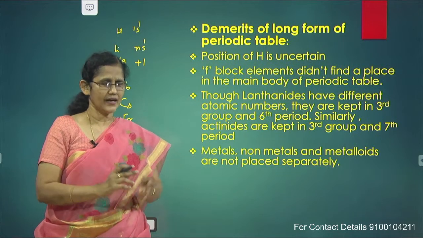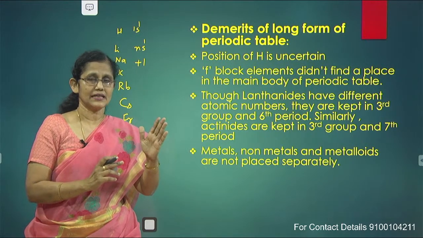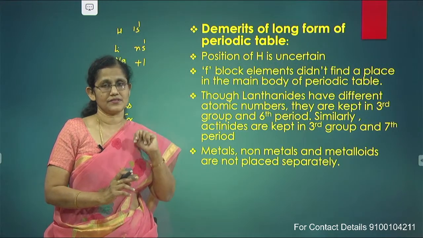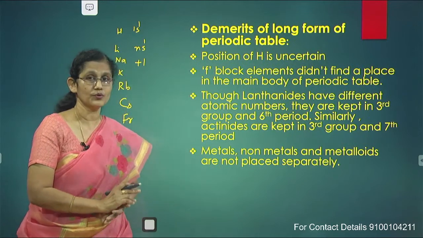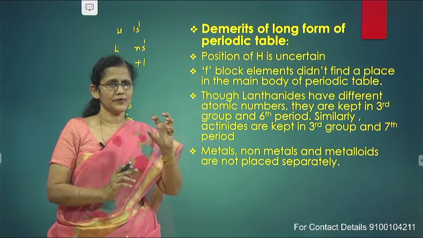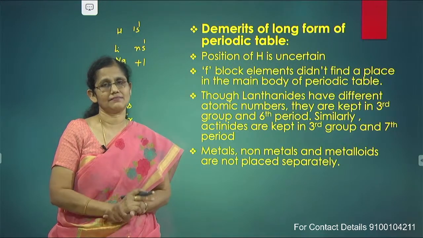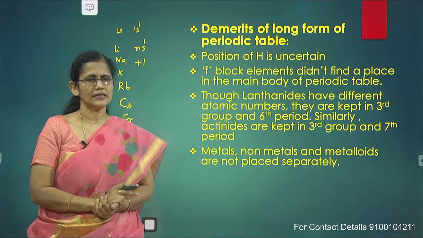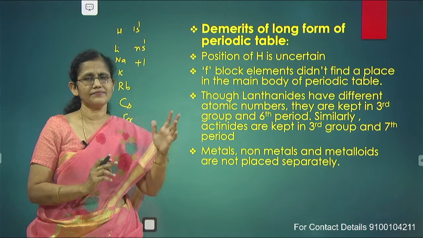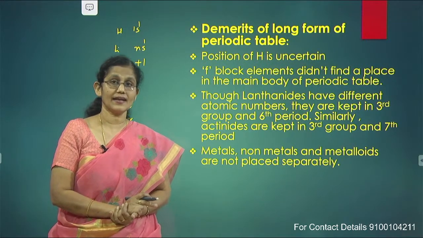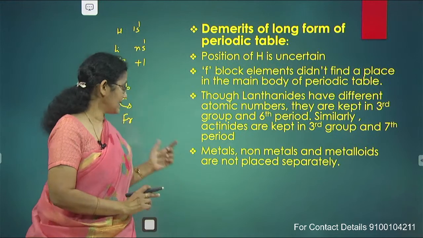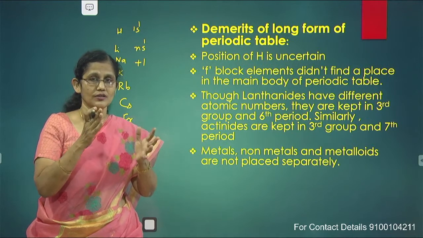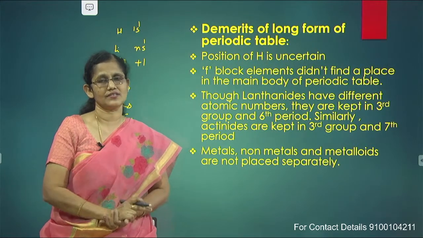For example, hydrogen is diatomic. In one hydrogen molecule there are 2 atoms, whereas alkali metals are monoatomic, right. So in some properties hydrogen differs from alkali metals. Hydrogen is a non-metal, alkali metals are all metals. Even hydrogen can show -1 state, whereas alkali metals cannot show -1 state. Instead of gaining, they can lose one electron because they have only one electron in the valency shell.